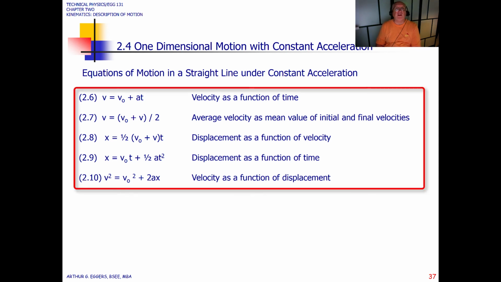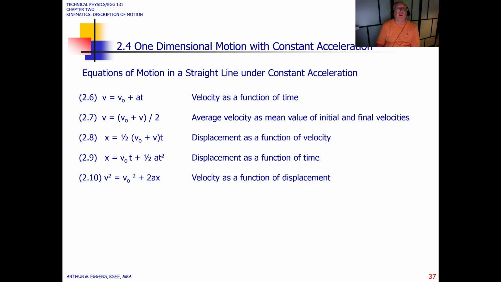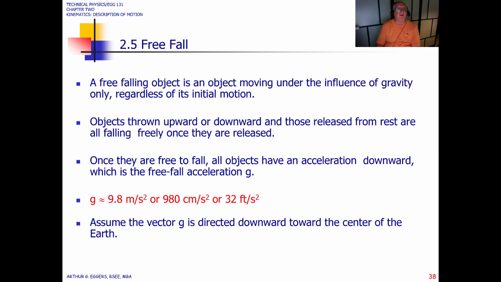Equations of motion in a straight line under constant acceleration. Okay, velocity as a function of time. Average velocity as the mean value of initial and final values. Displacement as a function of velocity. Displacement as a function of time, and velocity as a function of displacement. Again, each of these will help you to solve for the types of problems that you're going to encounter in this chapter and throughout the next couple of chapters of this class.